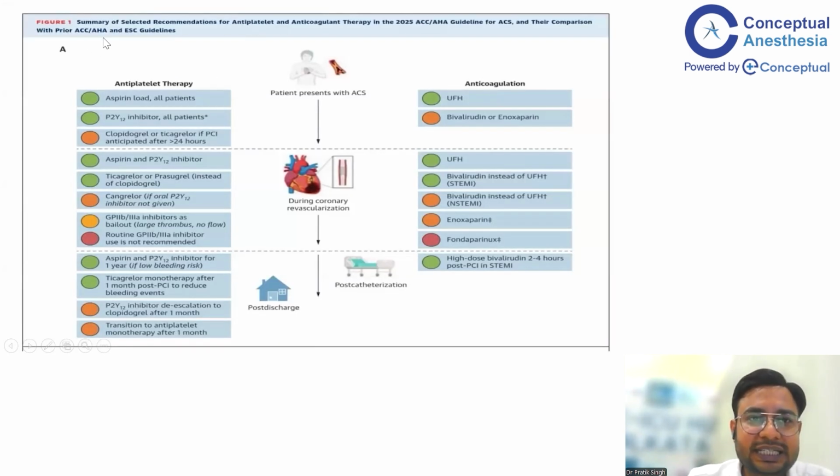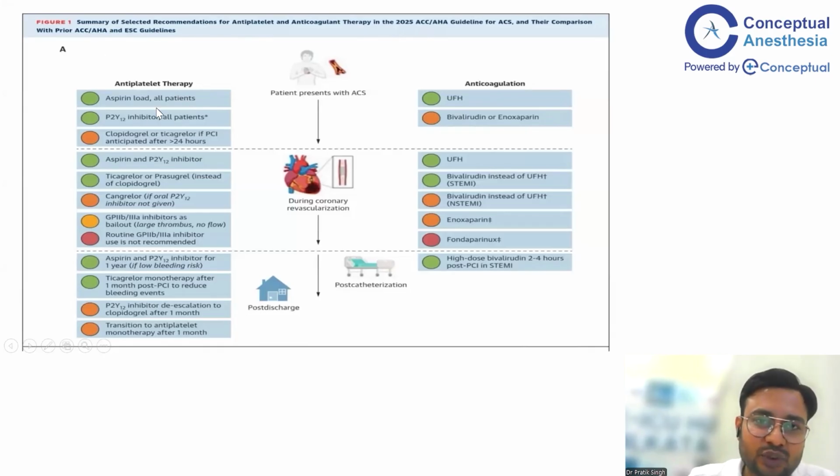This is as per the ACC and AHA guidelines. These are the latest 2025 guidelines about the use of antiplatelet drugs. Suppose a patient presents with acute coronary syndrome to you. So you have two options, either you can give anticoagulation or antiplatelet.